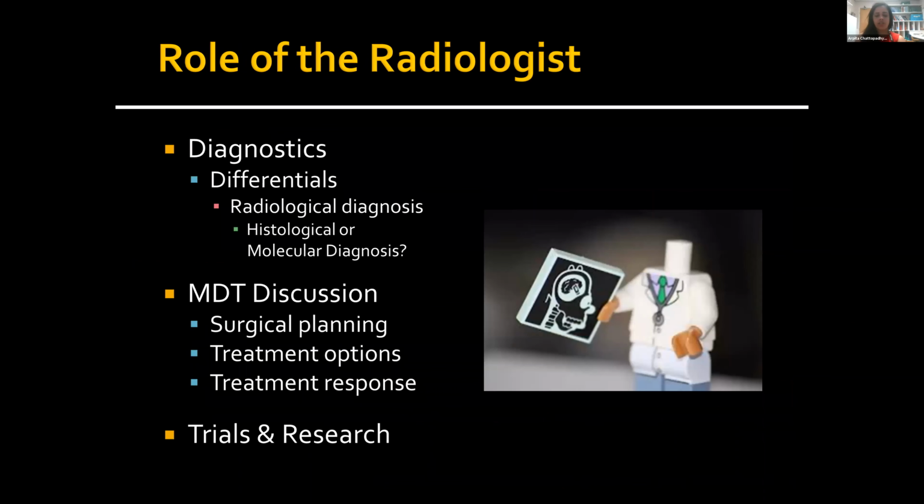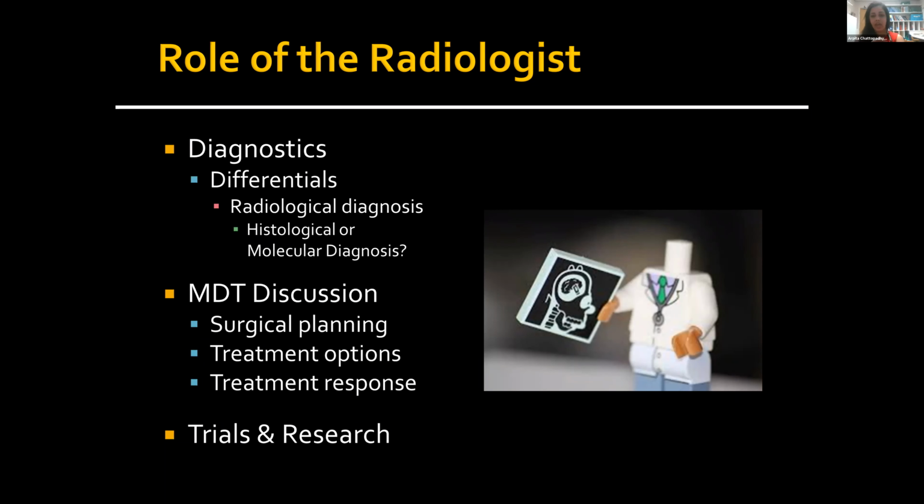So what's our role as the radiologist? Well, we've obviously got a key role in the diagnostics of these paediatric brain tumours. We may actually be the first people to identify that there is a tumour there. And through working through the different modalities available to us, the different sequences on MR, we can provide a radiological diagnosis. And by having a really good understanding of these different tumours, we can perhaps even suggest a histological or a molecular diagnosis.